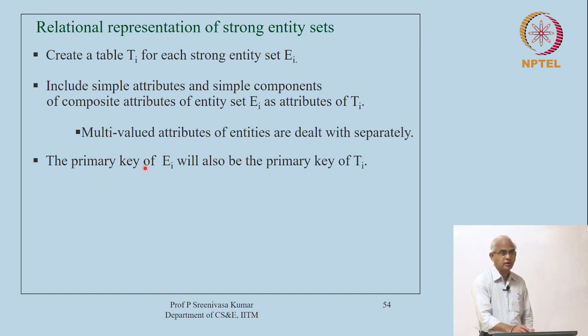Now, we have to decide the primary key for this table TI. So, the primary key will basically be decided by picking up the primary key of the entity EI.